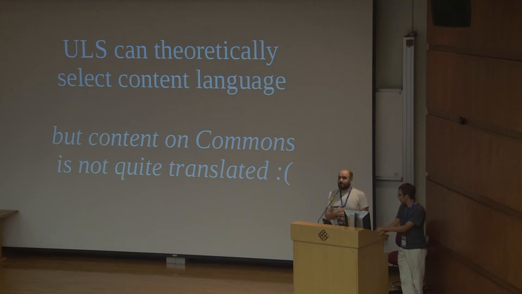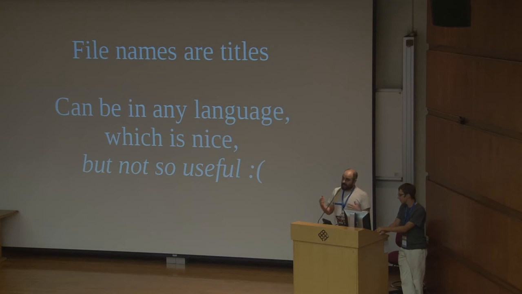Theoretically, ULS can be used also for content language, except the content of Commons is not quite translated. By content again, I mean the descriptions. And the titles of the images, like Chinese dragon, Red Square, or whatever, can be in any language, which is really nice. We do not force you to name your files in English, except it's not really useful, because if I name my file in Russian, then it's really nice to me, but for anybody who doesn't know Russian, that's completely useless.